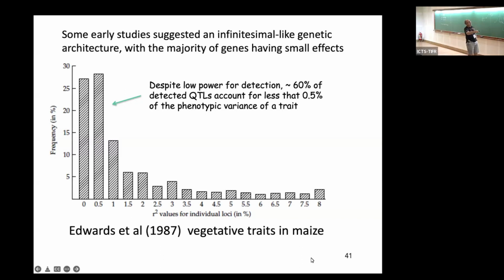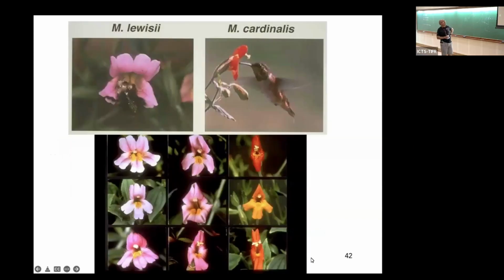This kind of L-shaped curve looks a little bit infinitesimal-like, and you have a lot of stuff that's pretty small, but you also have some stuff that seems to be kind of modest up here. This is what people would often call oligogenic, several genes, also semi-major genes. So when QTL mapping came about, this was not an uncommon pattern.